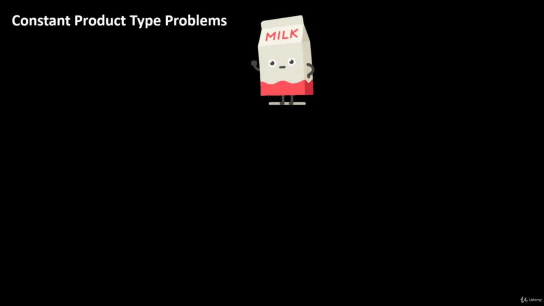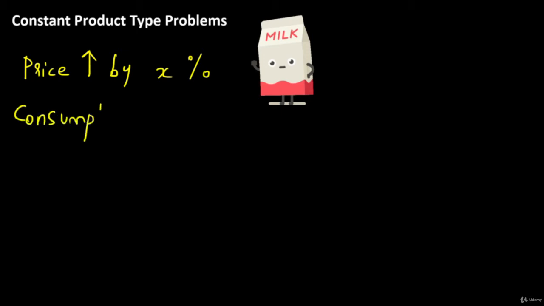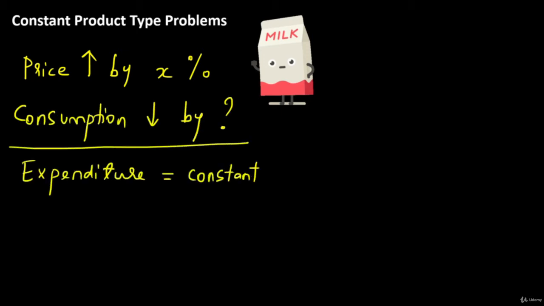In this video, let's try to understand constant product type problems. Alright, so you have a family that is next to you and they love milk. Say the price of a packet of milk goes up by X%. Now the question is, by how much should that family reduce the consumption of milk so that the expenditure remains constant? So this is a common type of question that you will see.